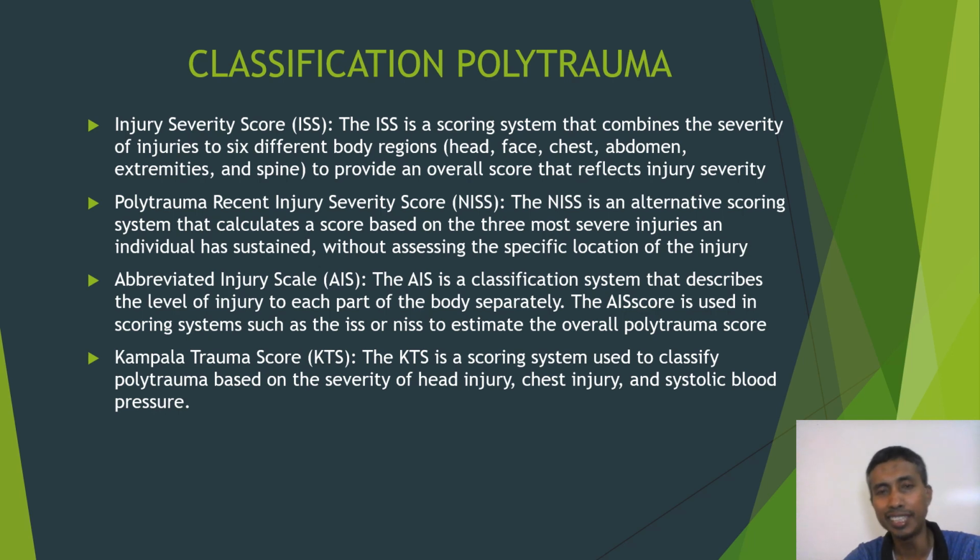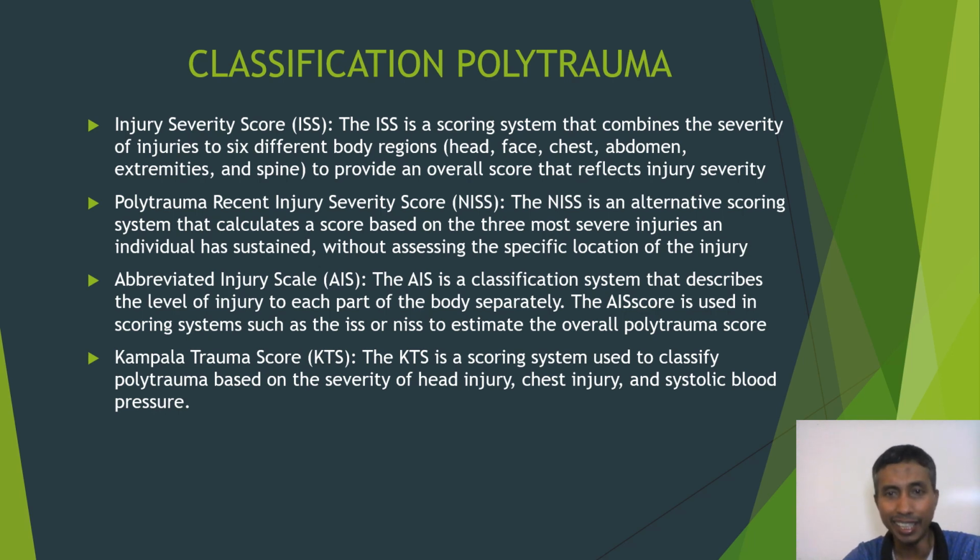Okay, classification of polytrauma. Injury Severity Score. The Injury Severity Score is a scoring system that combines the severity of injuries to 6 different body regions: head, face, chest, abdomen, extremities and spine, to provide an overall score that reflects injury severity. Polytrauma, the New Injury Severity Score.